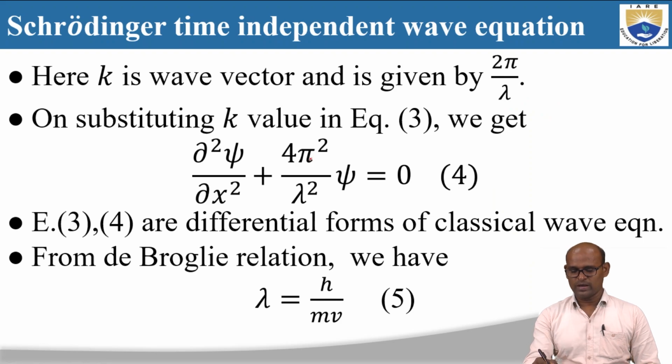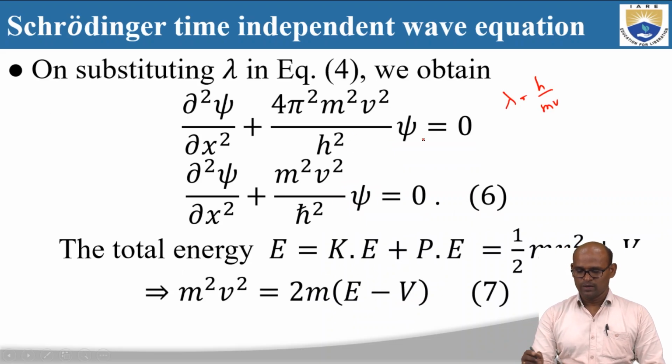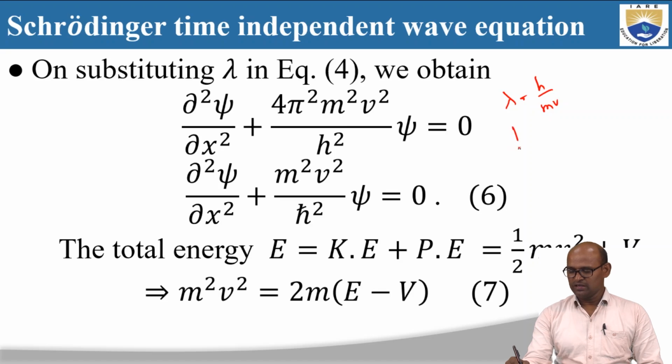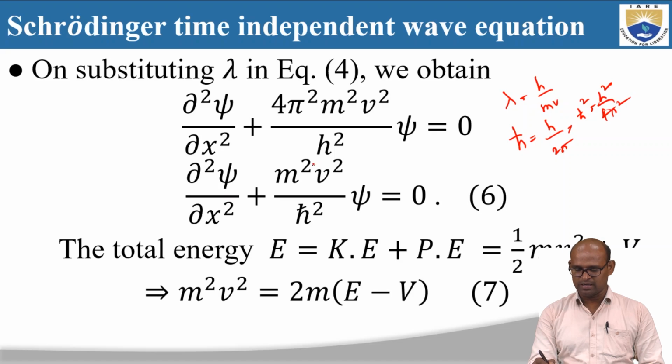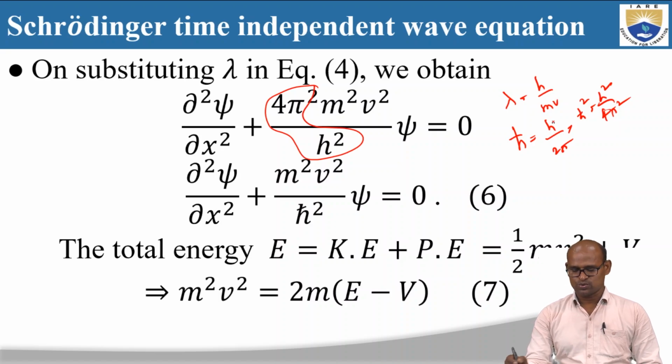So 4 pi square by lambda square: here h square by m square v square, so m square v square will go to the numerator. So 4 pi square m square v square by h square into psi is equal to 0. Now I am defining a new quantity h cut, which is equal to h by 2 pi, where h cut square will be h square by 4 pi square. So I am rewriting this equation: dou square psi by dou x square plus, 4 pi square by h square will be actually 1 by h cut square, so m square v square by h cut square into psi.